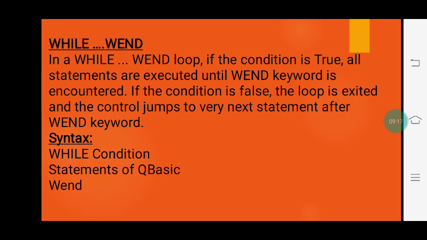Okay, so the next one is the while wend statement or while wend loop. In a while wend loop, if the condition is true, all statements are executed until the wend keyword is encountered. If the condition is false, the loop is exited and the control jumps to the very next statement after the wend keyword. So the syntax for while wend is: while condition, statements of QBasic, and wend.